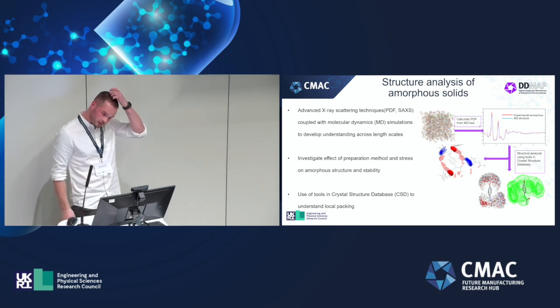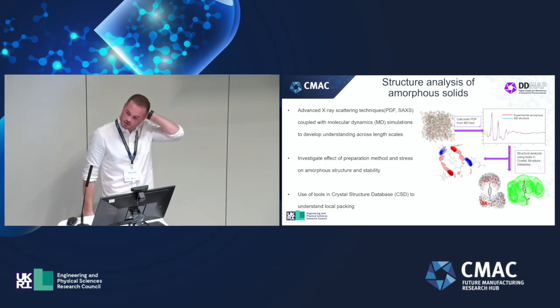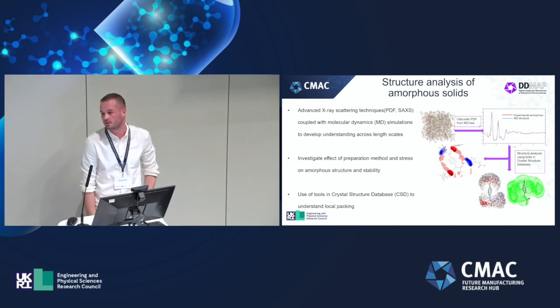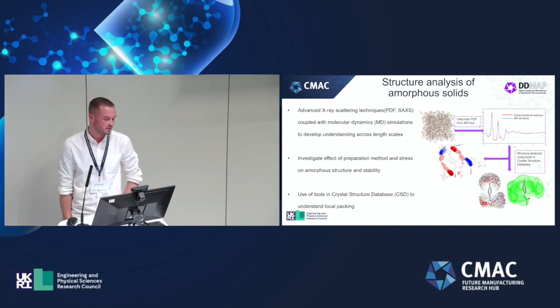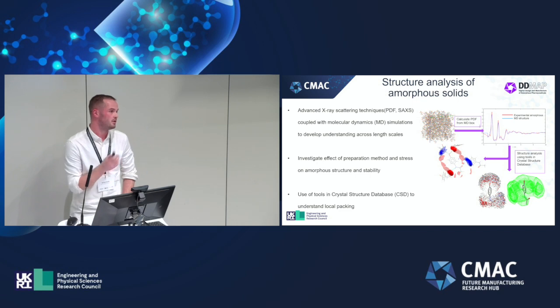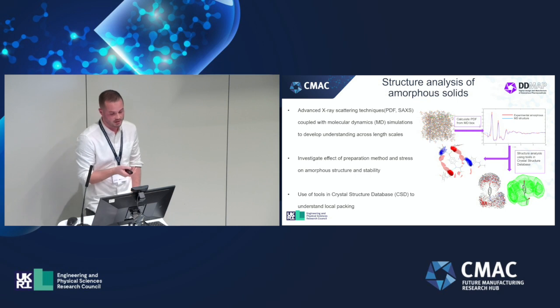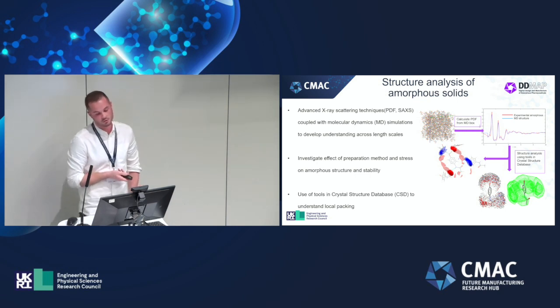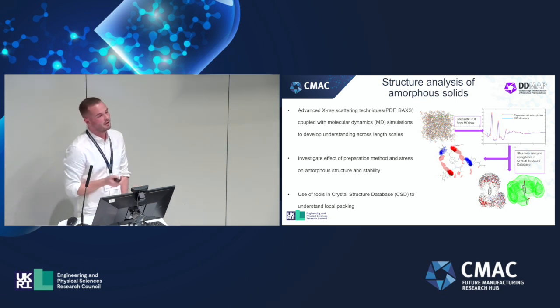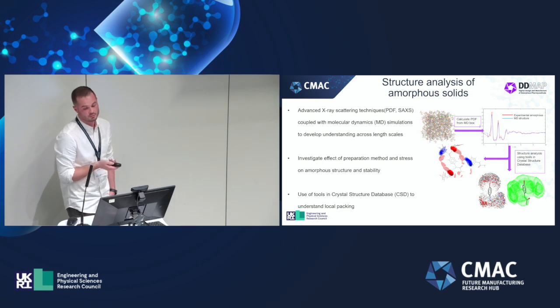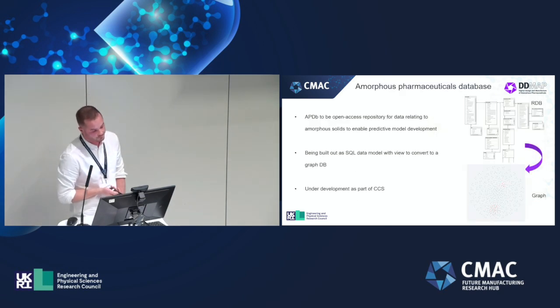And I'll just touch on this very lightly. Structure analysis of amorphous solids: advanced characterization methods like pair distribution function, small angle scattering, and molecular dynamic simulations to develop understanding of structure and stability in these materials across length scales. So understanding the role of the polymer, for example, which we use to stabilize these materials, and replicating the prep method in the simulations to understand the impact on the resulting structure and stability, and working with the CSD and using the tools in the CSD to pull out some information from those simulations.